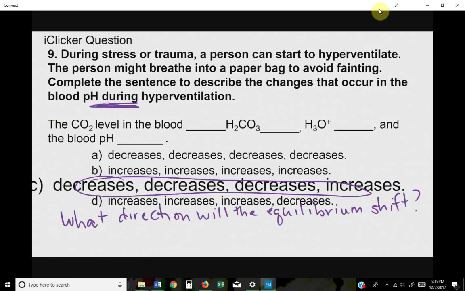The equilibrium in this reaction, when we hyperventilate, is going to shift in what direction? It's going to shift to the left. While breathing in the paper bag, the equilibrium is going to shift in what direction? To the right.